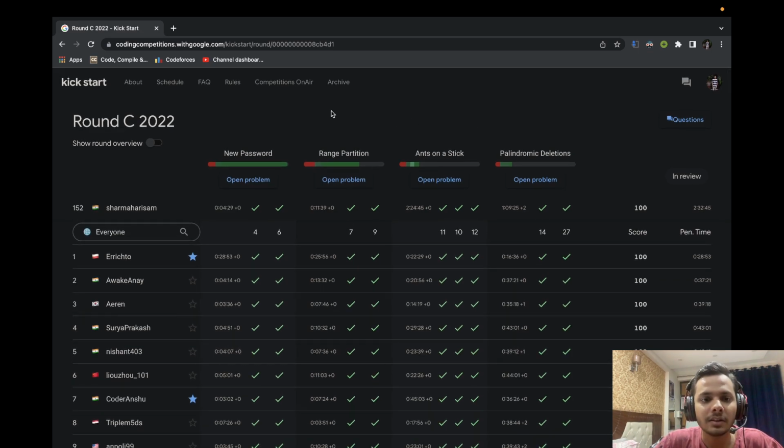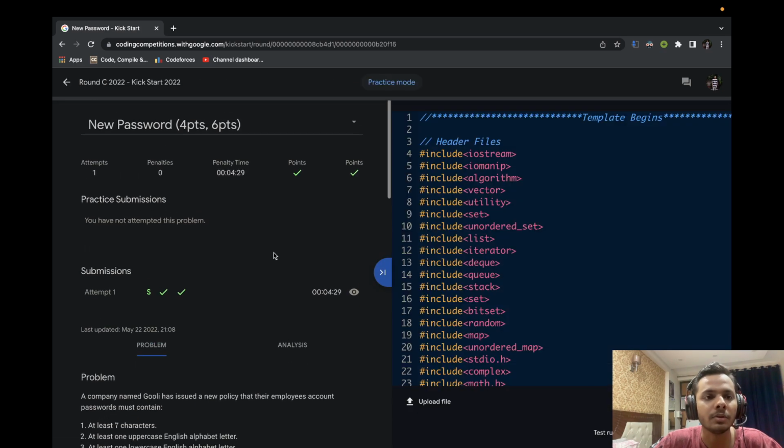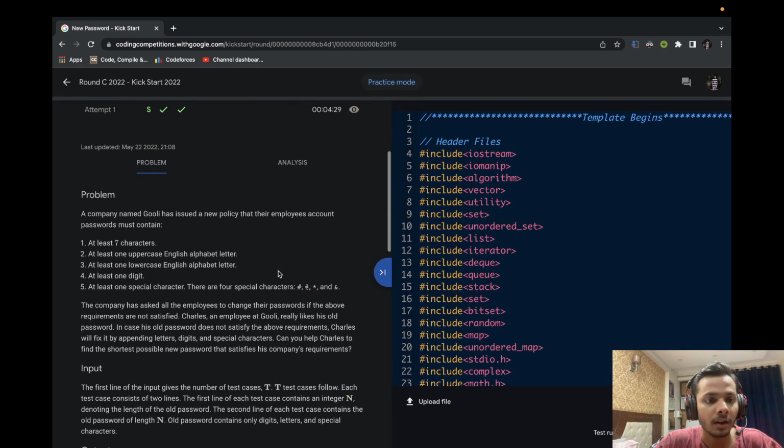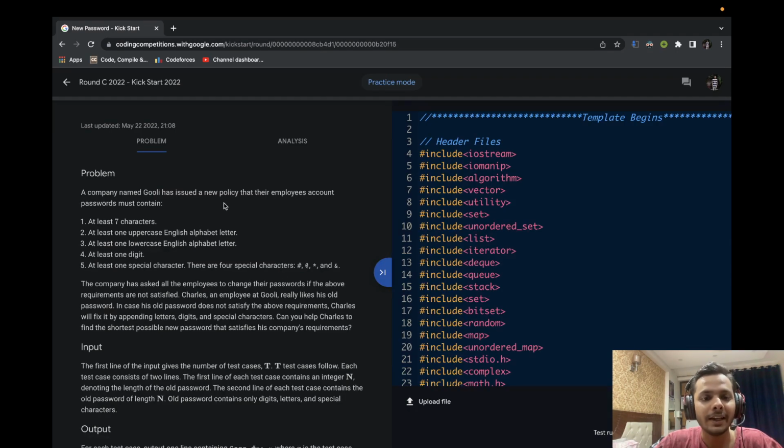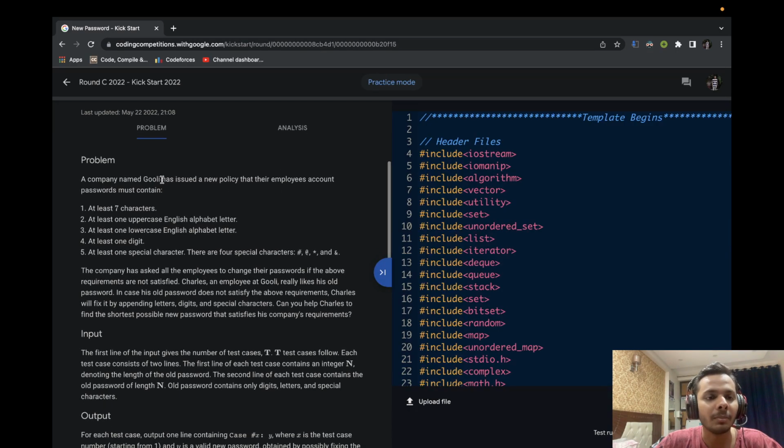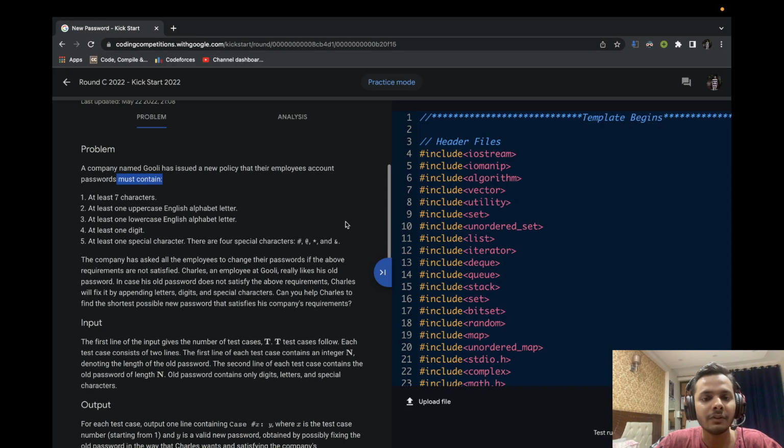So today I'll be discussing the solutions to all the problems. So without any further ado, let's start with the solution to the first problem. A company named Google has issued a new policy that their employees' account password must contain... So there are these 5 conditions that the string has to fulfill. First is that it should have at least 7 characters, then it should have an uppercase letter, a lowercase letter, then it should also have a digit, and it should have a special character which is one among these 4 characters. Okay.